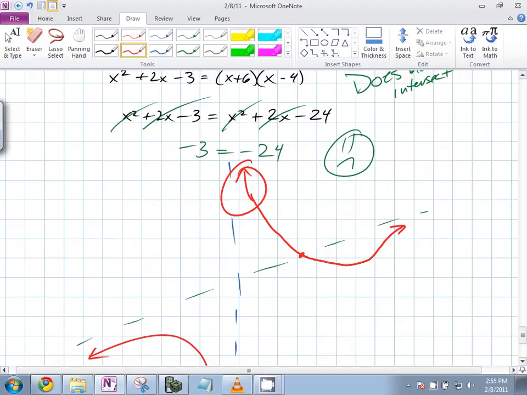You look at other things, and if you're totally lost, what can you always do? Plug in a number. Also, can it cross on the other side over here? Yeah. Sometimes, instead of getting negative 3 equals negative 24, you might get x equals 5, but you also might get 2 answers. It might be a quadratic, so it can intersect more than once. How many times could it intersect? An infinite number of times.